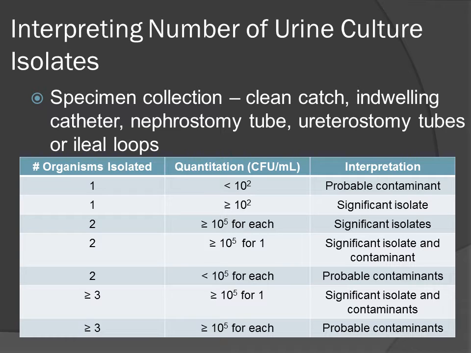Two organisms and less than 100,000 for each, they're both probably contaminants. And greater than or equal to three organisms with greater than or equal to 100,000 for one of them, it's probably a significant isolate and contaminants. And then greater than or equal to three organisms isolated with greater than or equal to 100,000 count for each, they're probably all contaminants. You probably have somebody who's really seriously contaminated or has a lot of colonization.